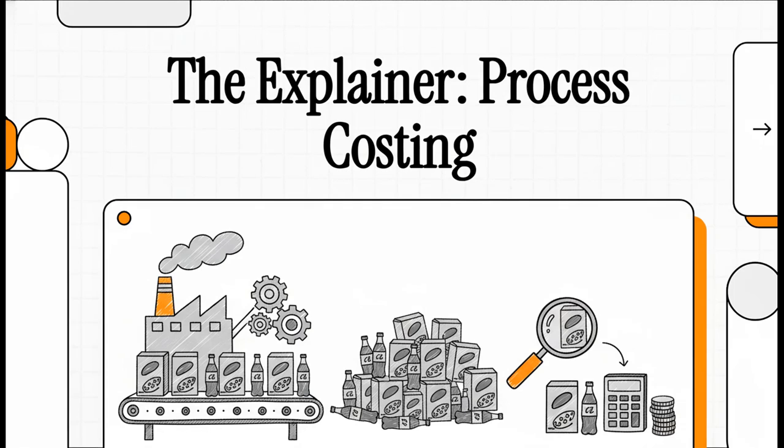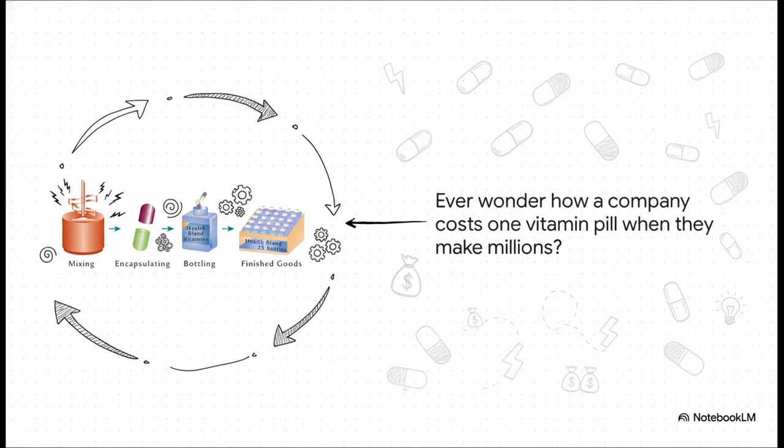You know, from the cereal you had this morning to the soda you might drink later, thousands, even millions of identical products are rolling off assembly lines every single day. But have you ever stopped to wonder how a company figures out the actual costs of just one of those items? Well, today we're going to pull back that curtain and look at the hidden accounting that makes mass production possible. So let's dive right in with this question.